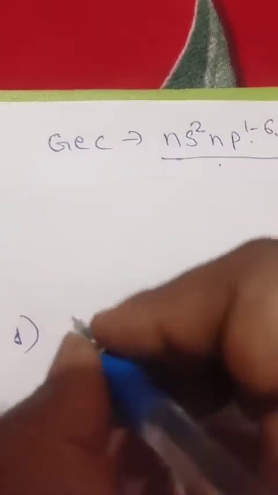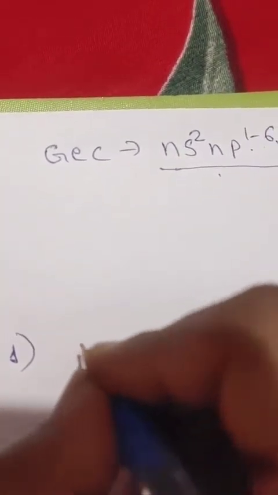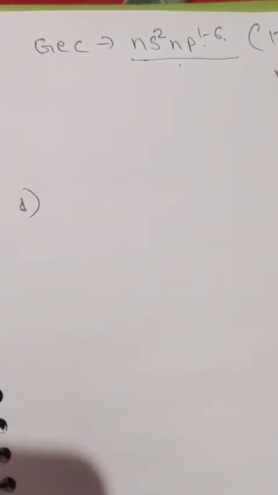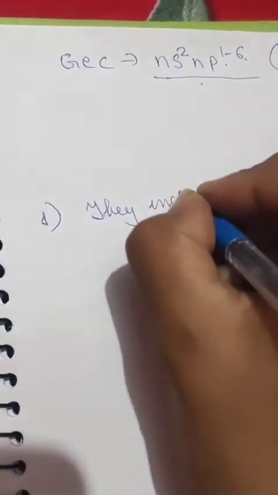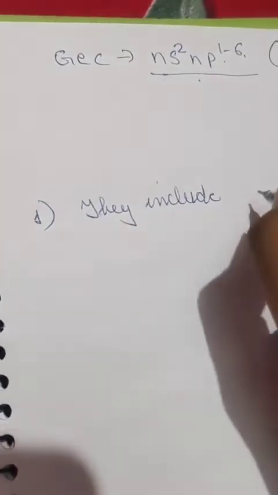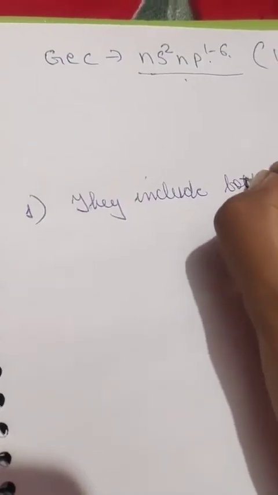Okay, so the general characteristics of p block elements are that they include both metals and non-metals. So generally they are non-metals, but some of them are also metals, so they include both metals and non-metals.